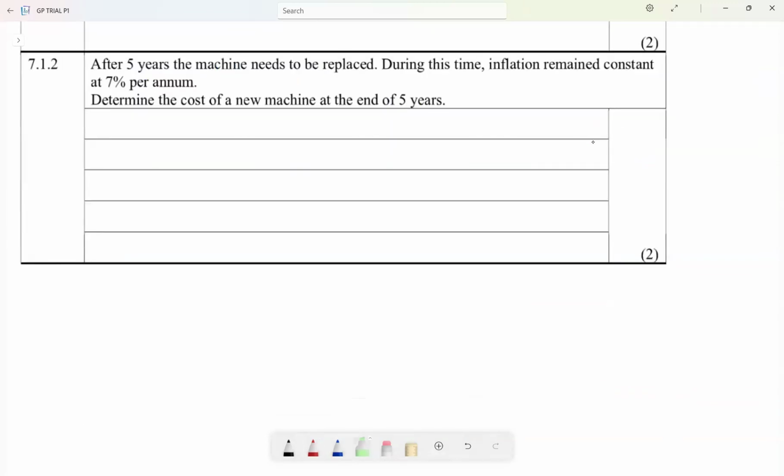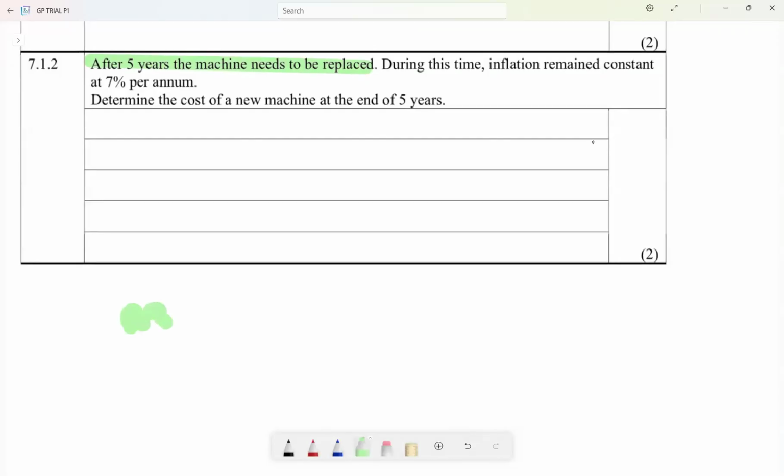After 5 years, the machine needs to be replaced. This question looks similar to a sinking fund, where you have a laptop that you bought at 25,000, and after 5 years of completing your degree, you want to replace it with a new laptop. So when you sell this laptop, it's going to be worth maybe, let's say, 13,000 or 10,000. But at the store, you'll see that the new one costs more. So you need to find the difference and save for a particular amount.